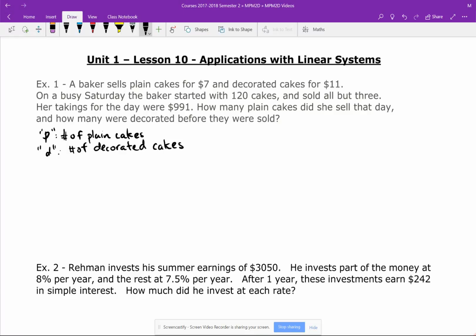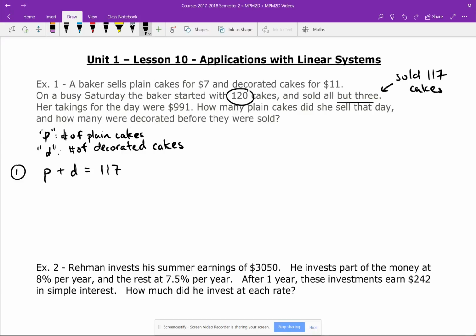Okay, so in my first equation, I'm going to talk about the number of total cakes that were sold, because we're told that this baker sold all but 3, so 120 cakes, except for 3 of them. So what did she sell? She sold 117 cakes. So my first equation is going to be the number of plain cakes plus the number of decorated cakes equals a total number of 117.